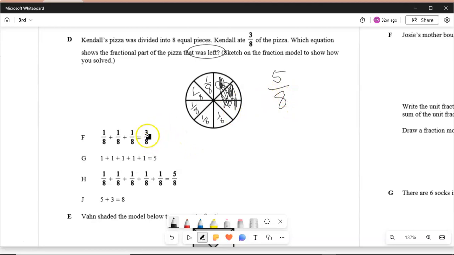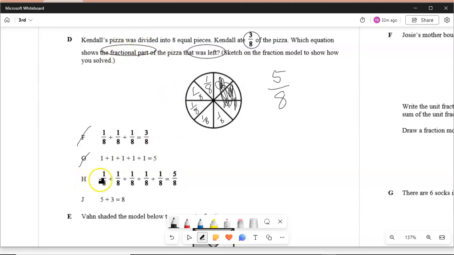So I look at my answer choices. Okay, they put answer choice F there for people who weren't reading closely. Because you see 3/8 right there, and you see, okay, well, maybe 3/8 is the answer, but 3/8 is what she ate. That's not what was left. Okay, there are 5 pieces left. But it's asking for the fractional part that's left. There are 5 pieces left, but that's not the fractional part of the pizza.